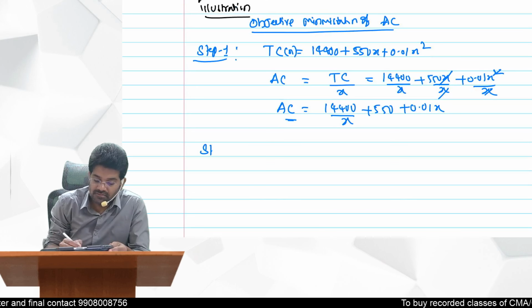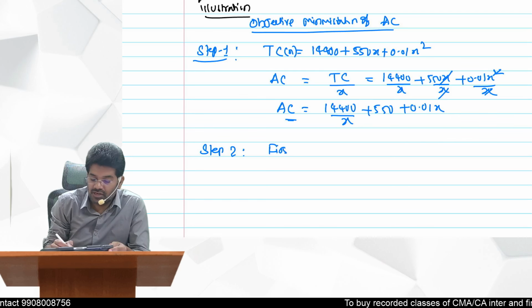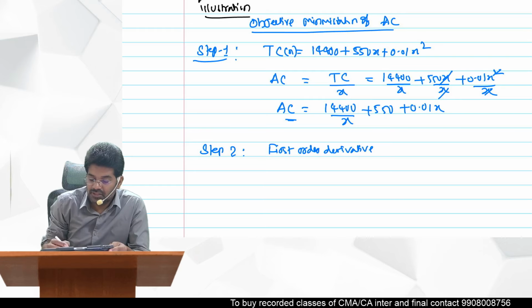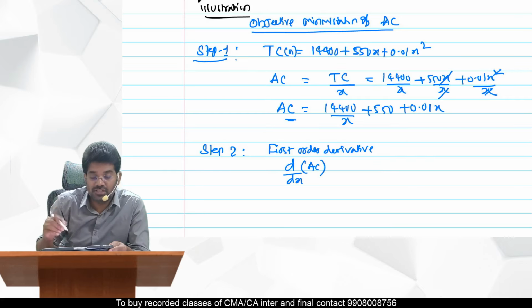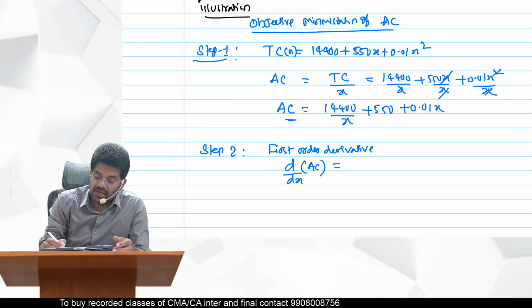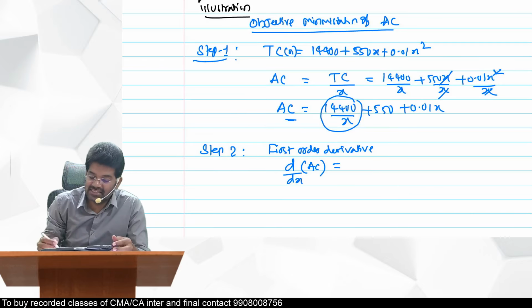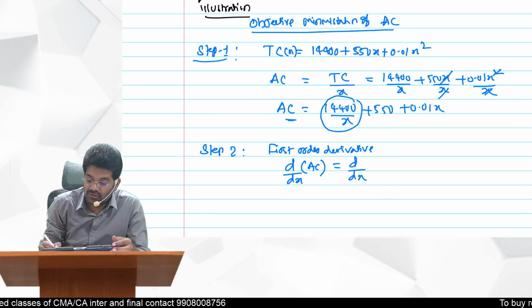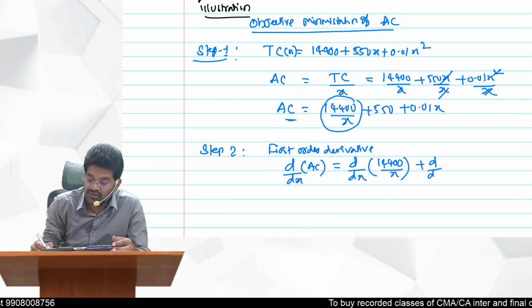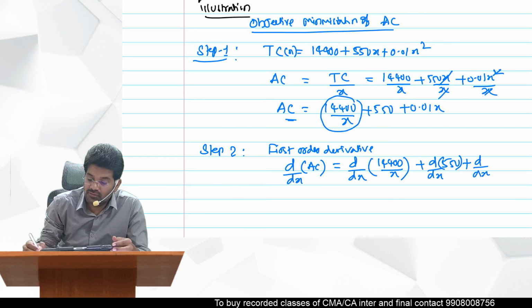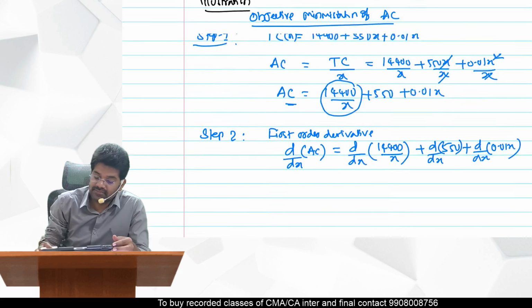Step number 2 is first order derivative. So d by dx of what? Your average cost, not total cost, average cost is equal to d by dx of 14,400 by x, plus d by dx of the constant 550, plus d by dx of 0.01x. Let us get the value.